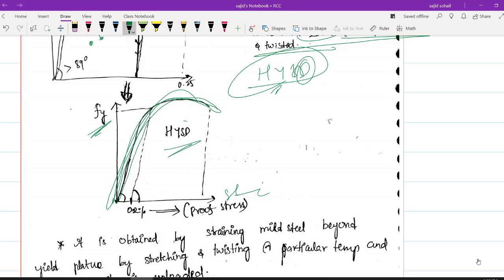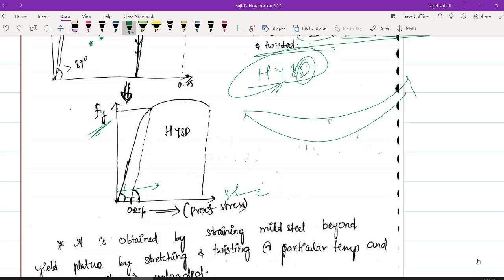See, the problem with HYSD bars is it can take a lot of stress, but you have to understand the strain is also increasing, so the deformation will be very large. A structure might not collapse, but you are having large deformations, and structural change happens. That's why we won't allow that much strain. The maximum strain we keep is around 0.2%.